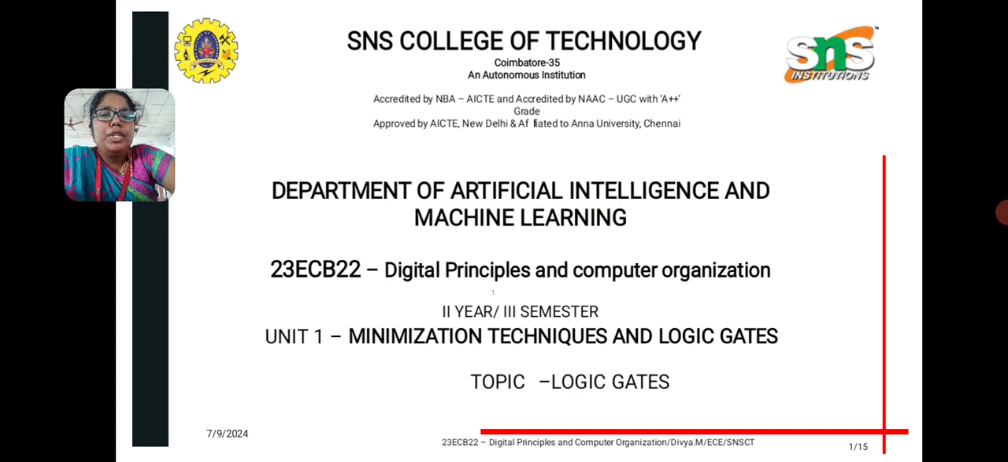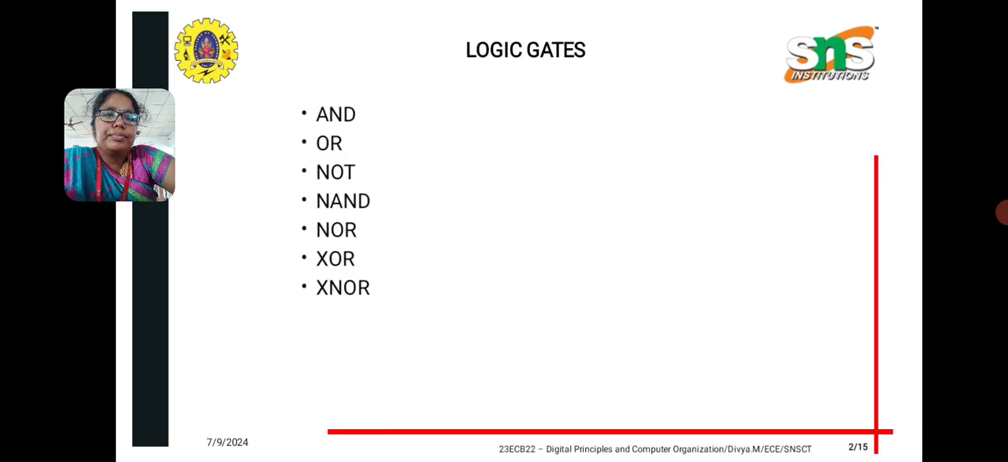In the previous video, we discussed what is minterm, what is maxterm, what are SOP and POS, and the laws to be used for minimization techniques and basic number systems. Now we are going to discuss the logic gates.